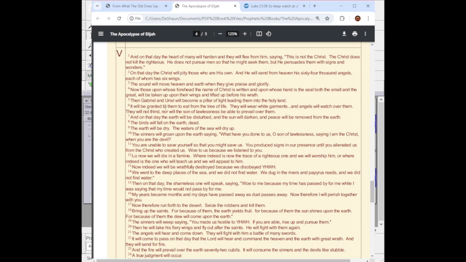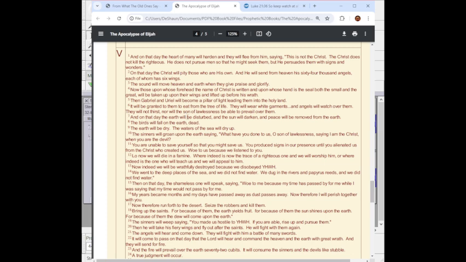It will be granted to us to eat from the tree of life. We will wear white garments, and the angels will watch over us. We will not thirst nor hunger, nor will the son of lawlessness be able to prevail over us.